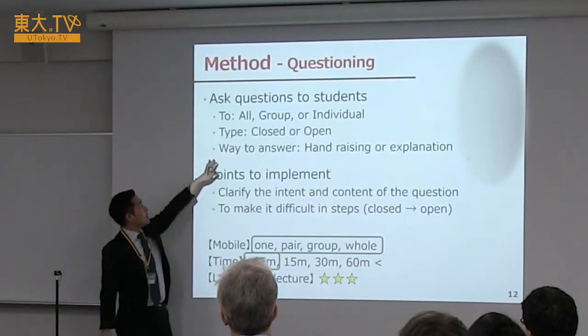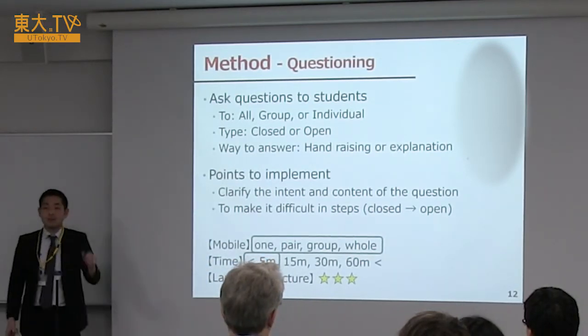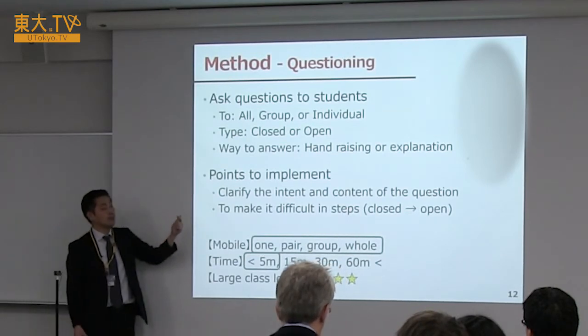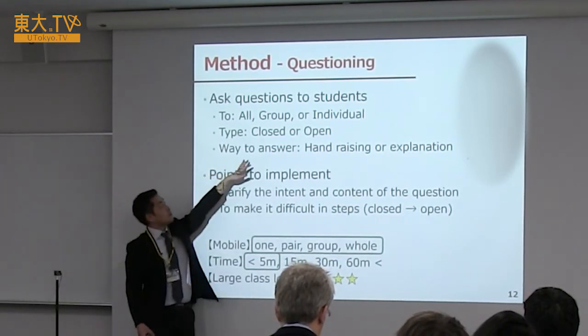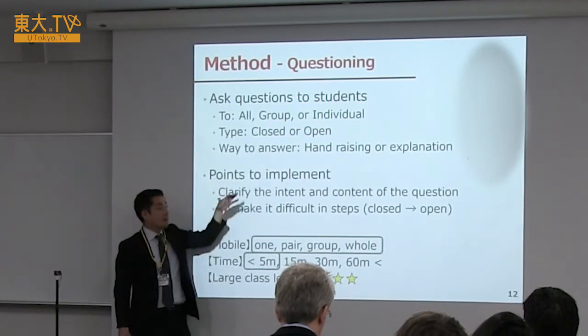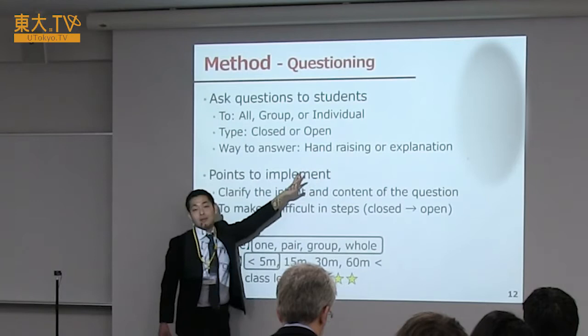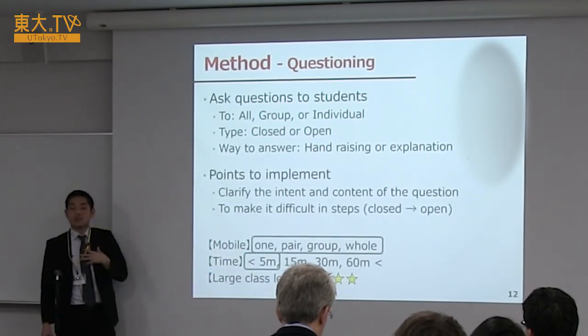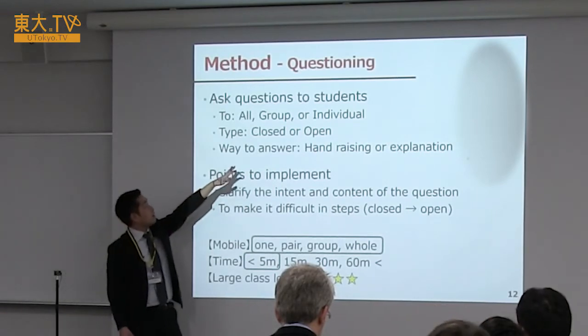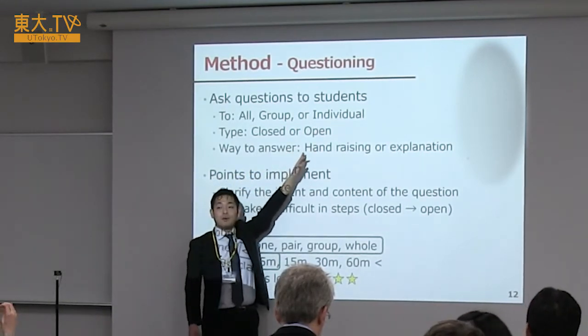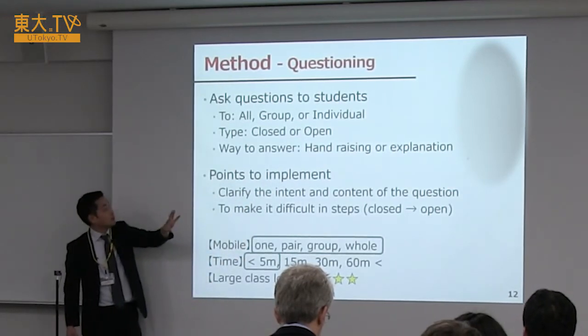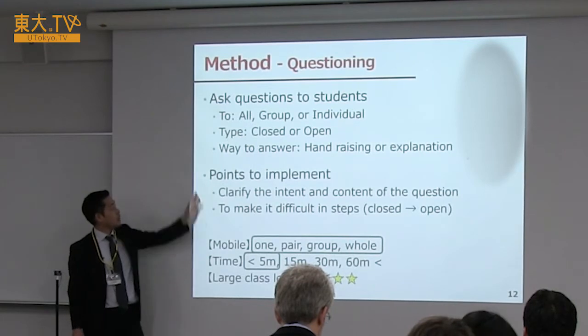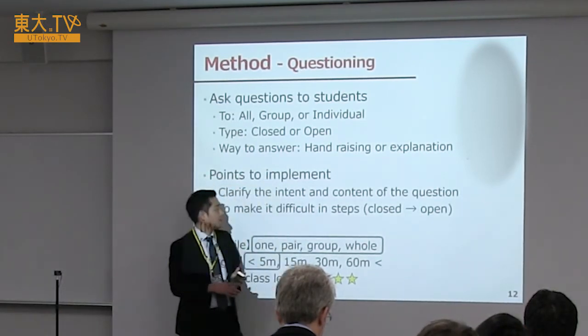You can ask questions to all students, or ask in groups, or you can ask an individual student. And there are two types of question, closed or open. A closed question has choices, so students do not have to describe their thoughts. Whereas an open question means there are no choices, so students have to think about the response to the question. In general, an open question is more difficult than a closed one. And to respond, there are hand raising or explanation.